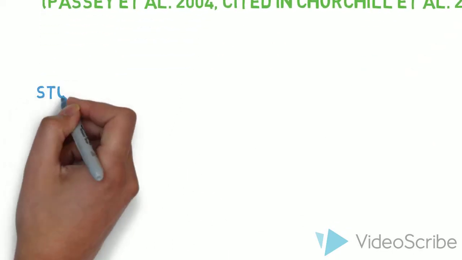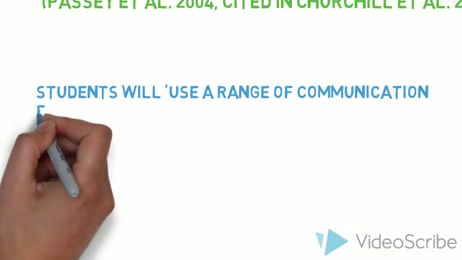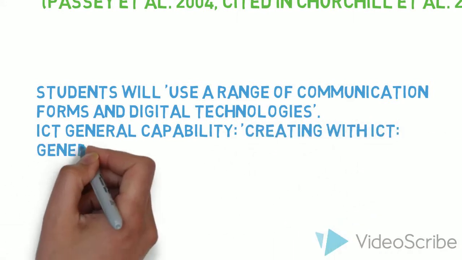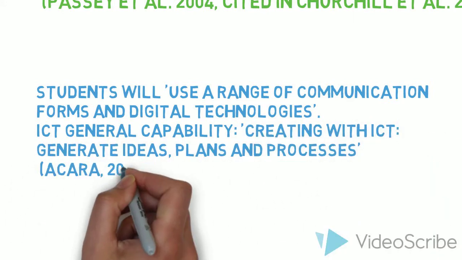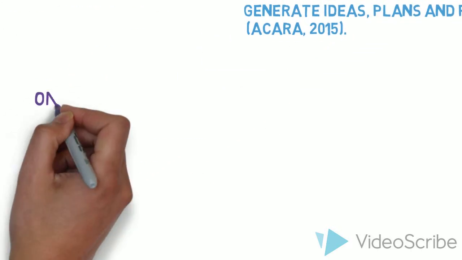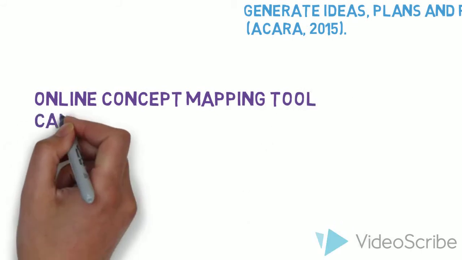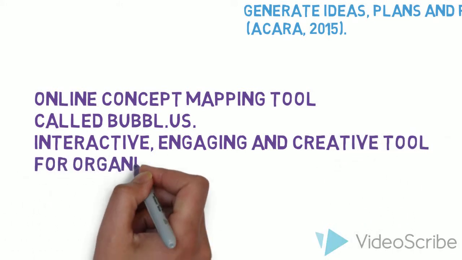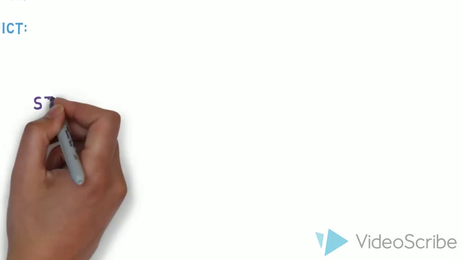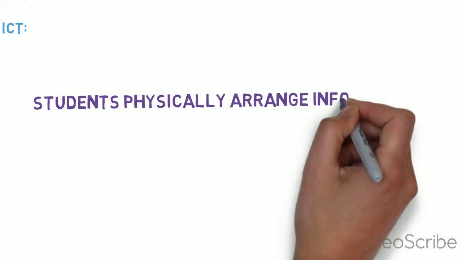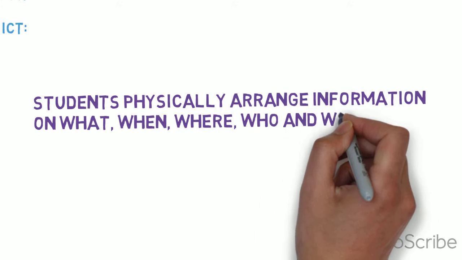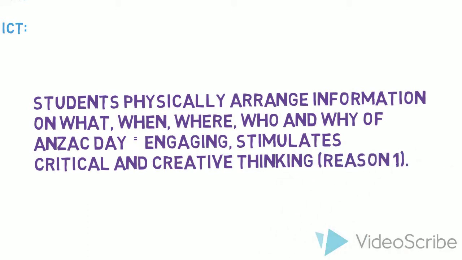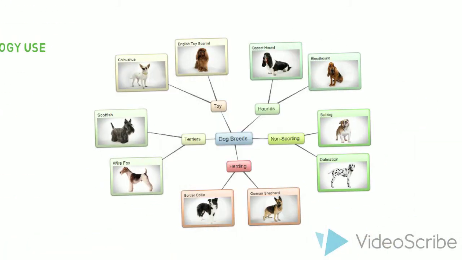The Australian curriculum for Year 3 History states that students will use a range of communication forms and digital technologies. The general capability of ICT that matches this and which supports Reason 1 is creating with ICT, generating ideas, plans and processes. In our classroom, we will use an online concept mapping tool. This ICT program is called Bubble and is an interactive, engaging and creative tool for organising all types of information. By using an interactive whiteboard, students can physically arrange information and bubbles on the what, when, where, who and why of Anzac Day. This engages students and stimulates critical and creative thinking. Here is an example of a bubble concept map.